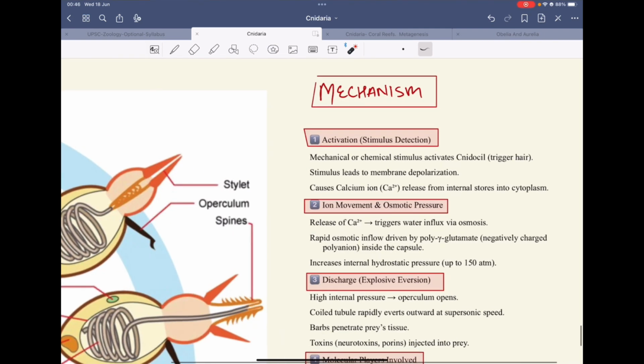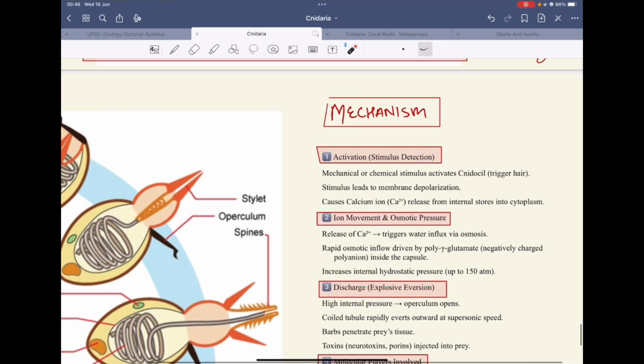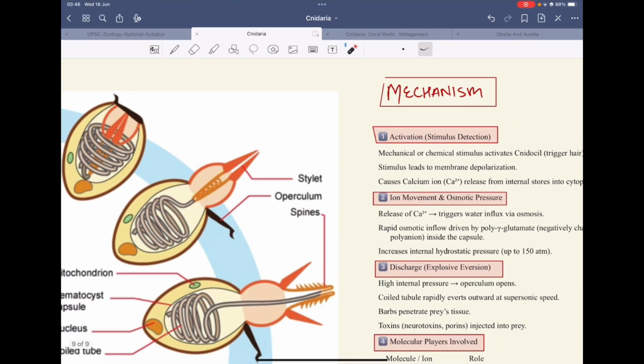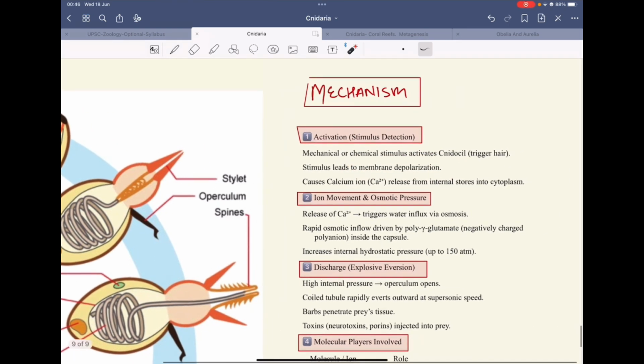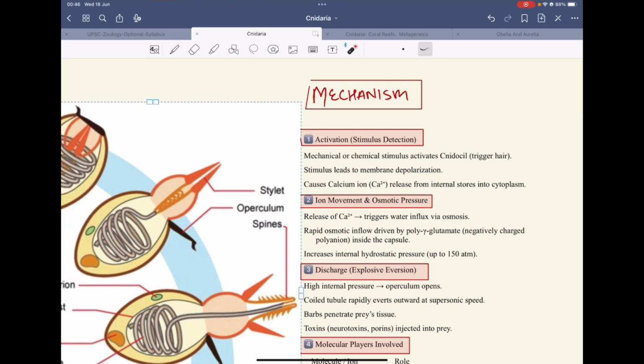So the molecular mechanism includes, first of all, stimulus detection that activates the whole structure. There can be mechanical or chemical stimuli. It activates the cnidocil. As I said, there is a trigger-like structure, the cnidocil. Then it will lead to membrane depolarization, and it causes calcium ions to be released from the internal stores into the cytoplasm. So calcium will enter into the cytoplasm.